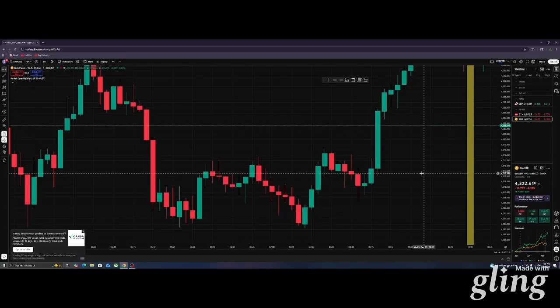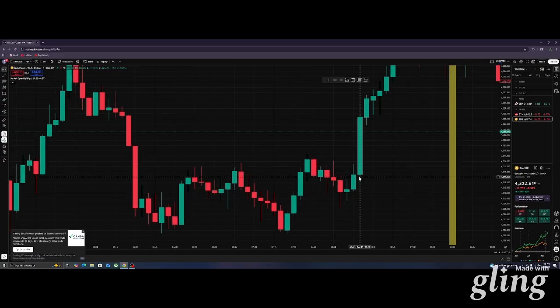Alright, so let's talk about the green candle first. Right here, that's where the price opened up. All the way here is where price closed for that candle. This wick means price touched all the way there, but then it didn't close there. It opened, it went down, and then closed where the body closed, right?